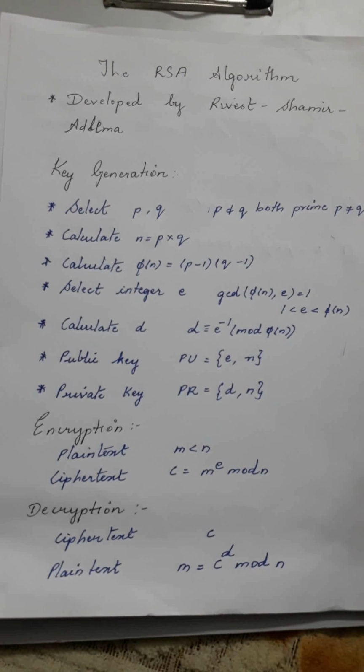Now we'll move to the solution of the RSA algorithm. Now we have a problem. Perform encryption and decryption for the following using RSA. The values of P, Q, E and M are given. Now we'll move to the solution of the RSA algorithm.